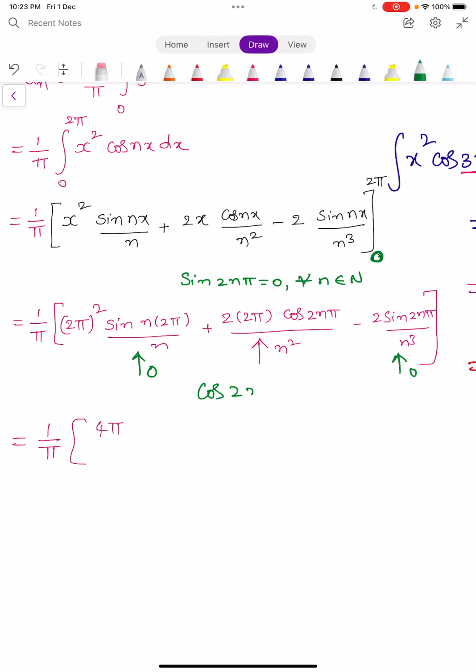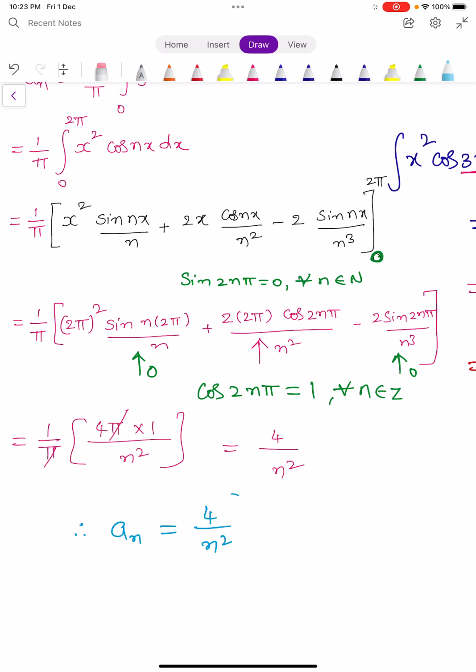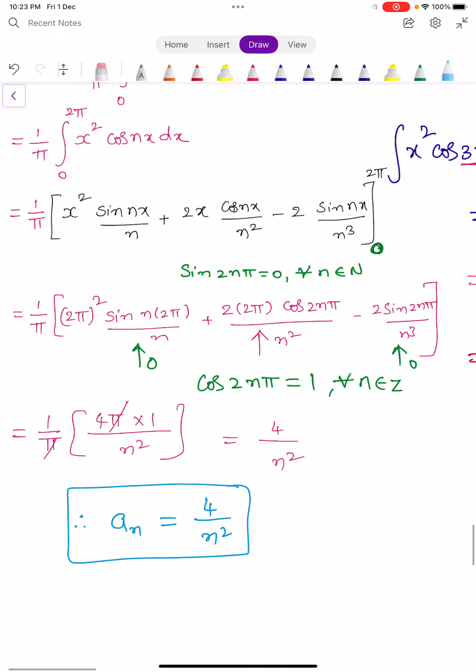You remember that cos 2n pi is equal to 1 for all integers n belonging to Z. By applying this, you get 4 pi into 1 divided by n square. Now the pi gets cancelled. You simply get 4 by n square. Therefore, we get an is equal to 4 by n square.